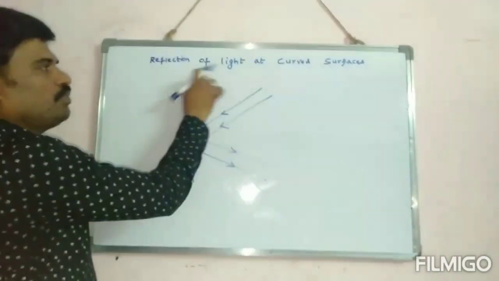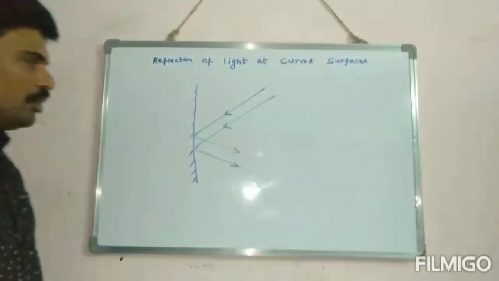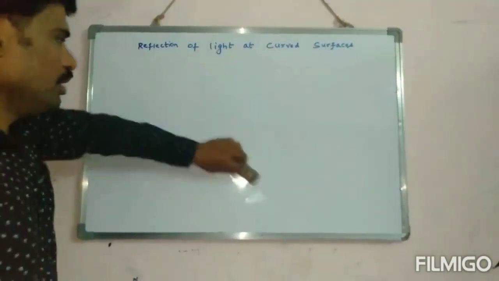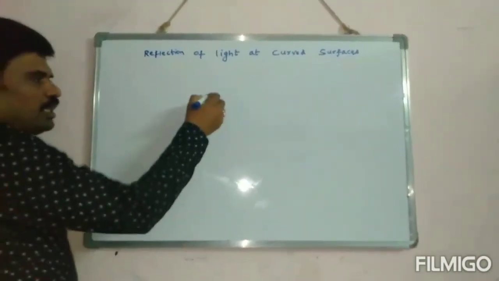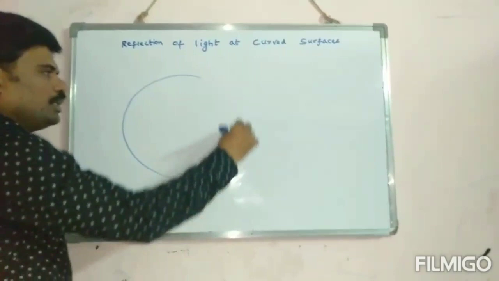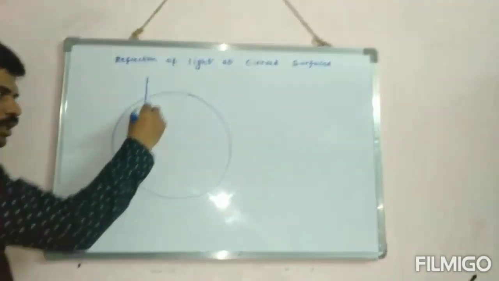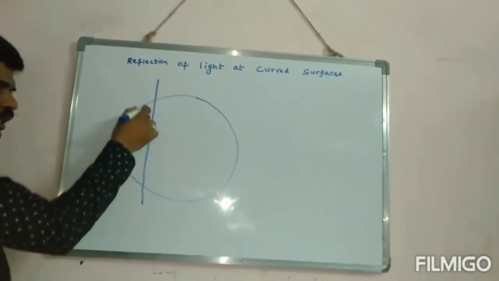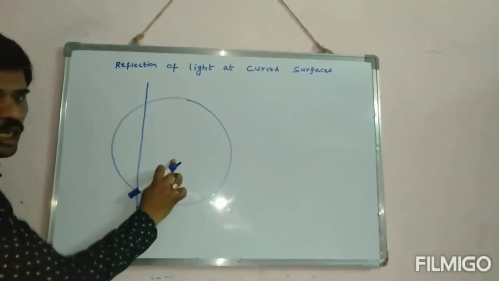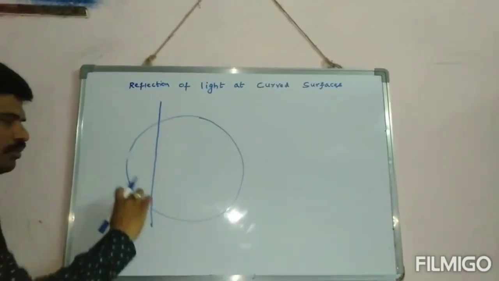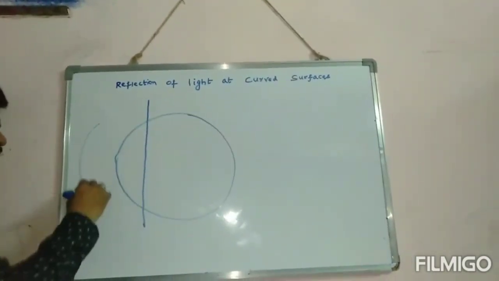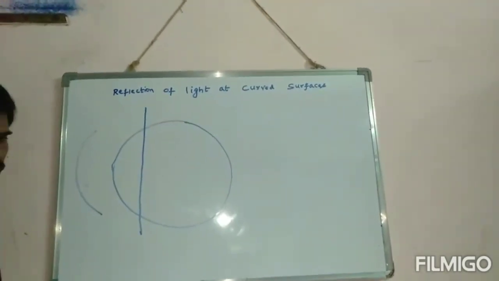Now, let us learn about reflection of light at curved surfaces. What are curved surfaces? Curved surfaces are part of a sphere. Let us take a sphere. Now, I have taken a part of this sphere. The sphere is hollow. This part of the sphere we call a curved surface.